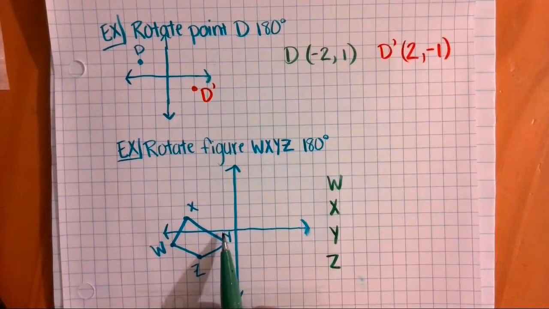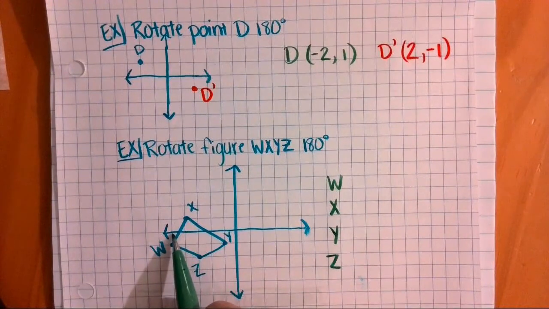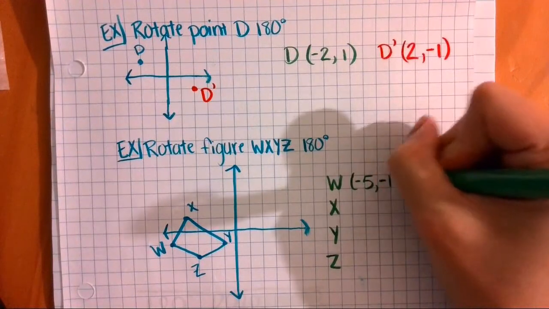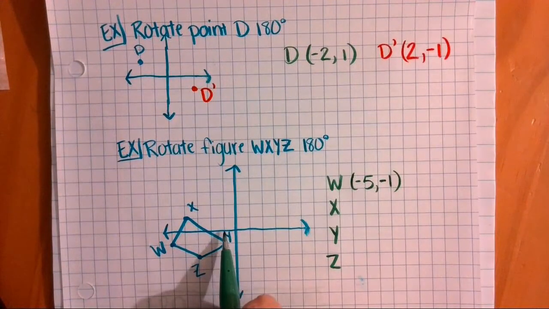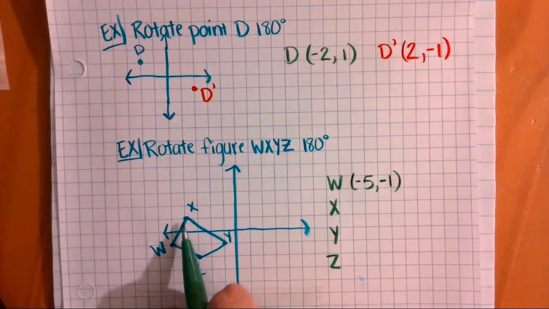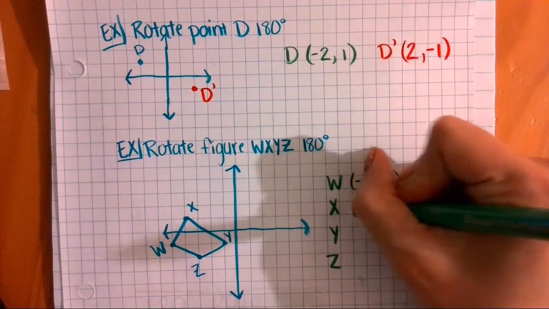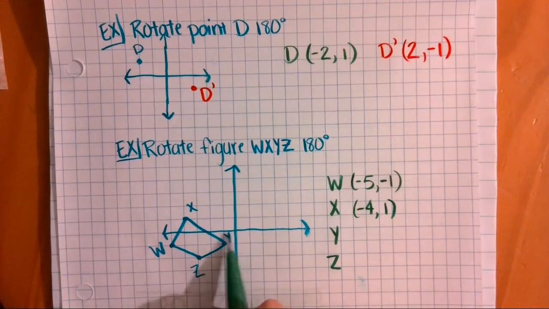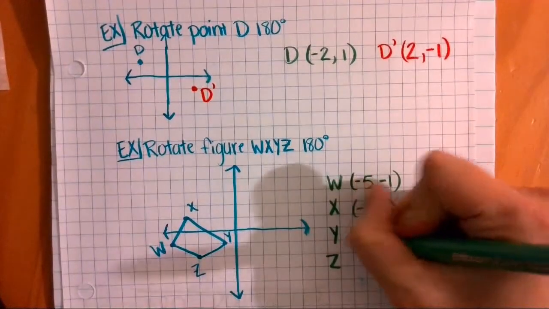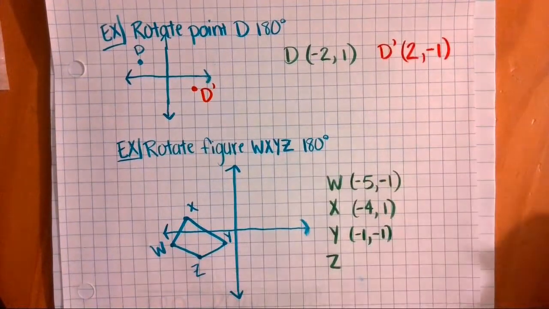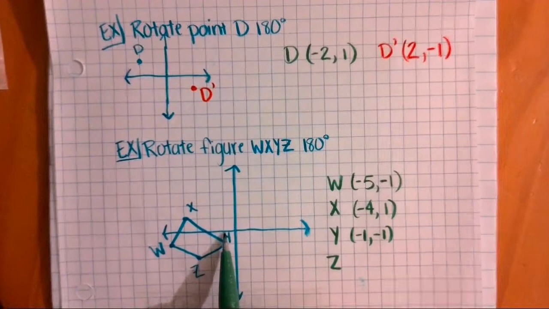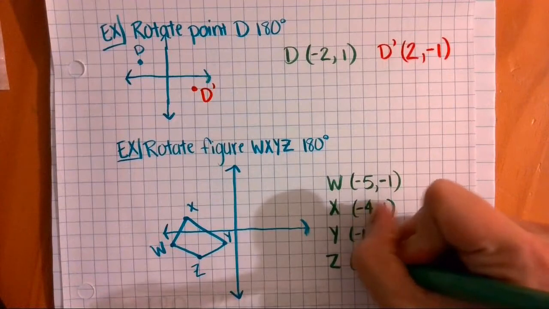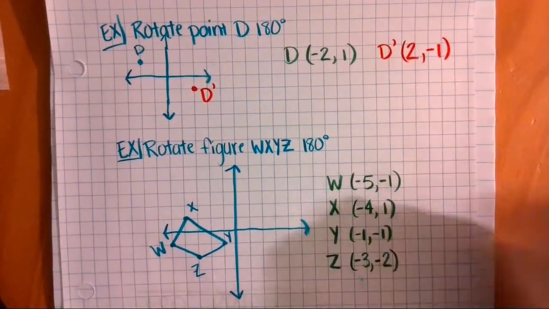W is at negative 5, negative 1. X is at negative 4, positive 1. Y is at negative 1, negative 1. And Z is at negative 3, negative 2.